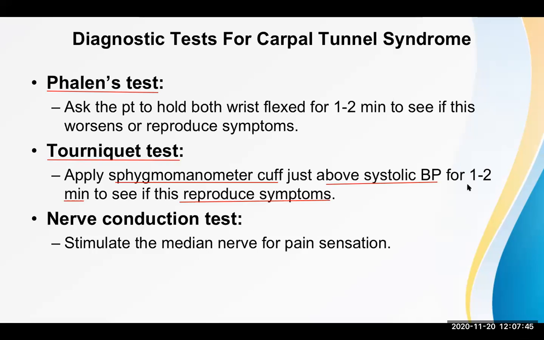This is the way. And in the nerve percussion test, you stimulate the median nerve for pain sensation. Just tap that flexor retinaculum area and see whether the patient is complaining of any pain or abnormal sensation in the territory of the median nerve or not. So these are the 3 important types of tests.